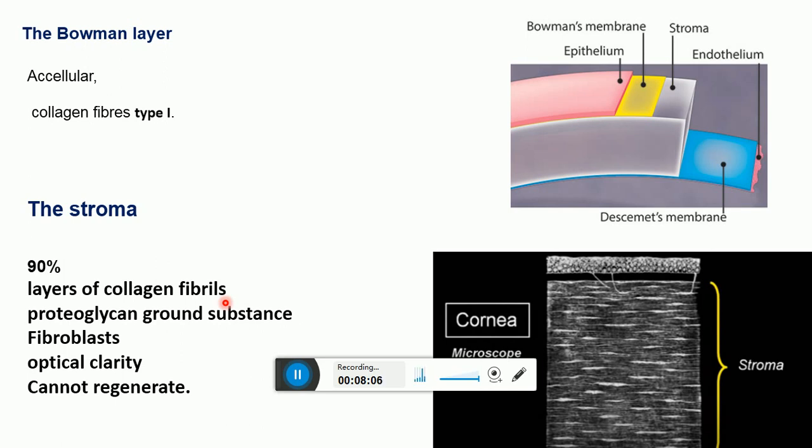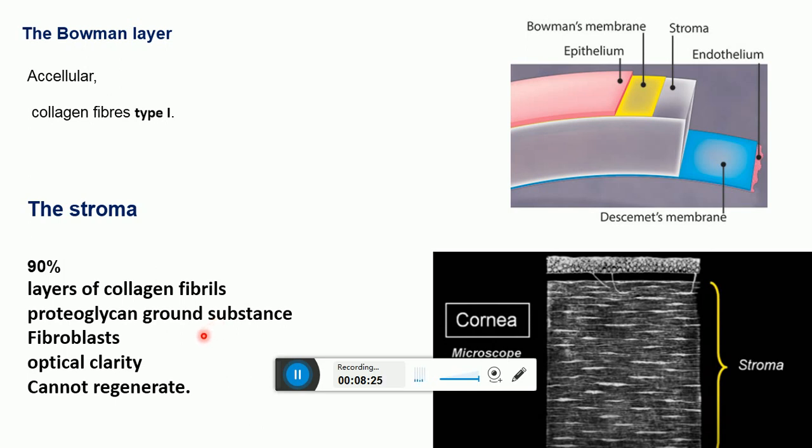The extracellular matrix or ground substance found in the cornea is mainly glycosaminoglycans. The primary glycosaminoglycans of the stroma are keratan sulfate, which forms 65% of the total glycosaminoglycan content, and chondroitin sulfate.